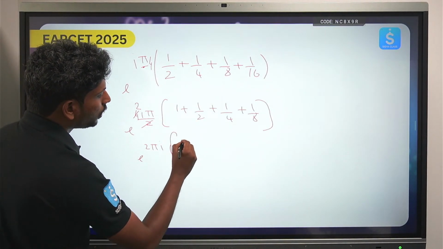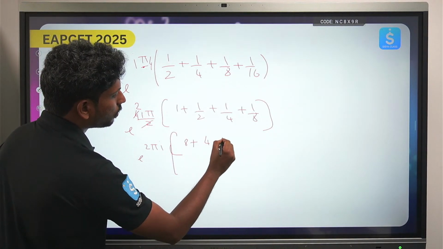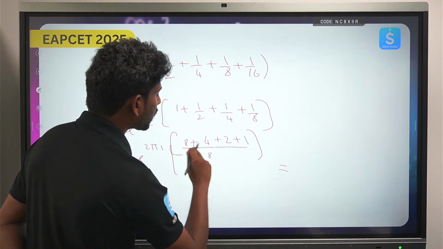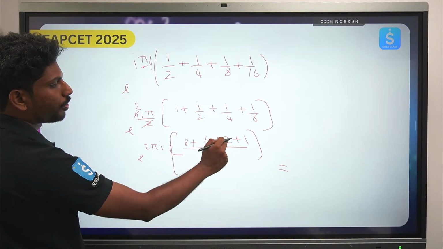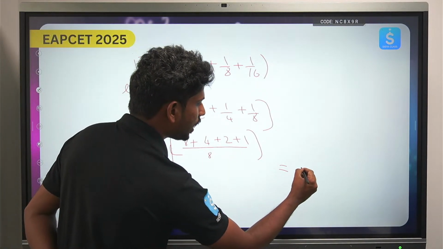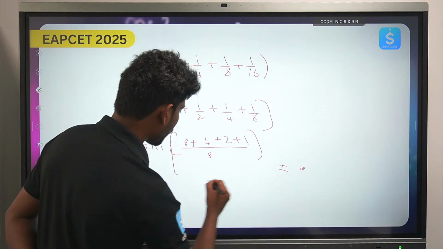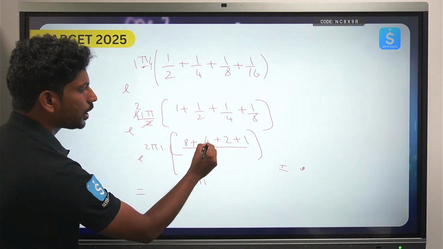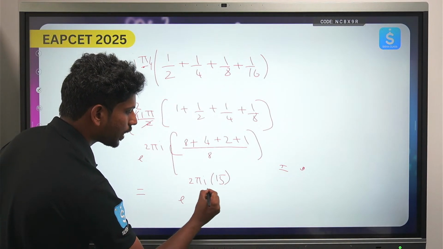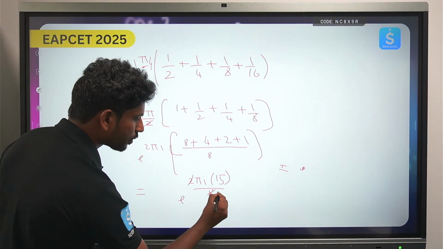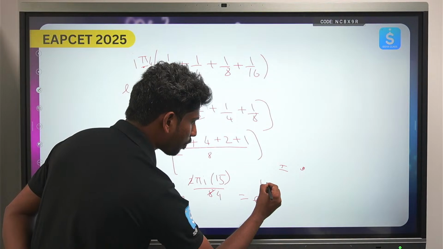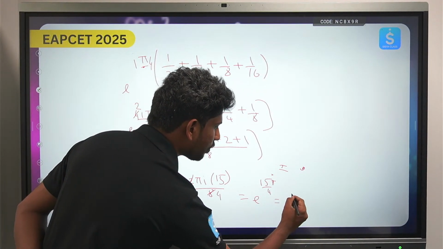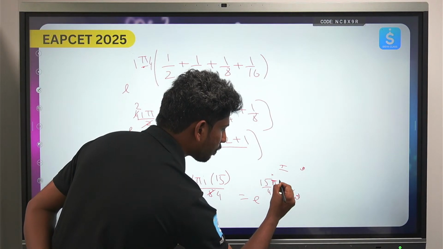So this will become 8 plus 4 plus 2 plus 1 by 8. So 8 plus 4 is 12, 12 plus 2 is 14, 14 plus 1 is 15. So finally I have the answer, e power 2 pi i into 15 by 8. So I have e power 15 pi i by 4. Okay, so this can be written as e power 15 pi i by 4.